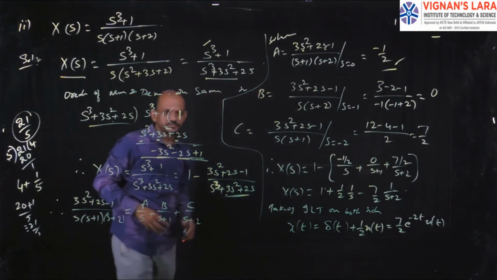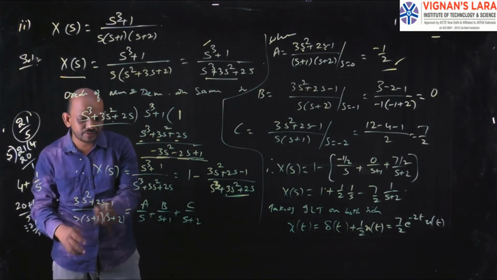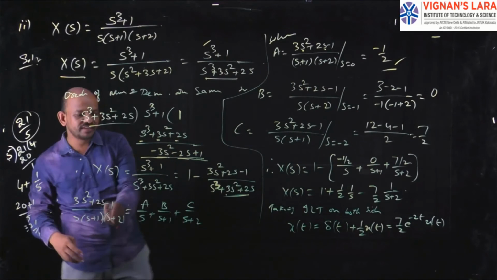For b, multiply this with s plus 1. So s plus 1 gets cancelled and we have 3s square plus 2s minus 1 by s into s plus 2.